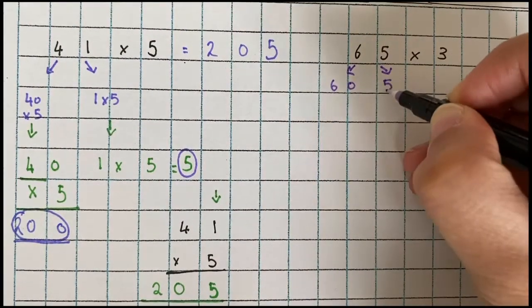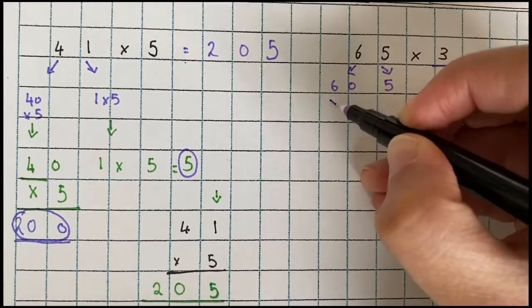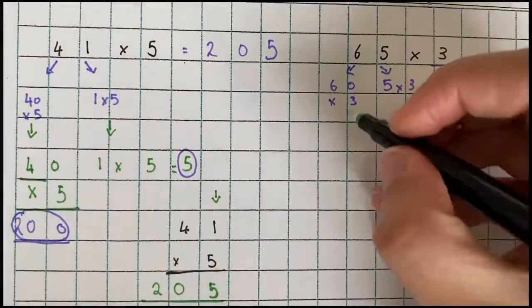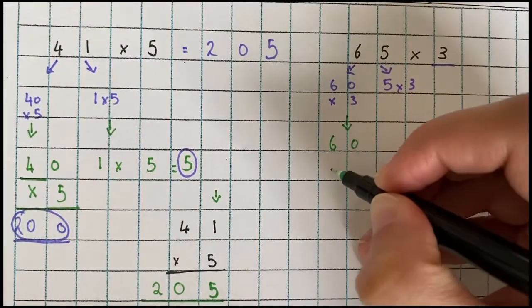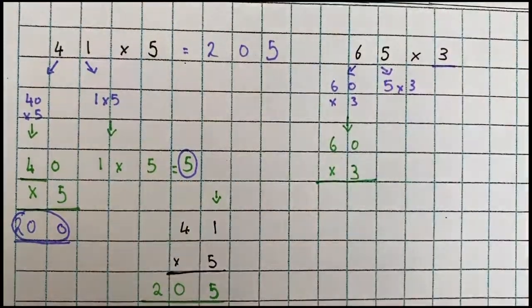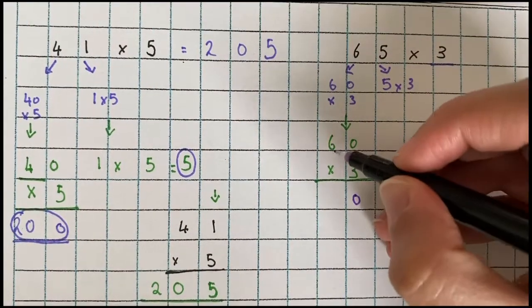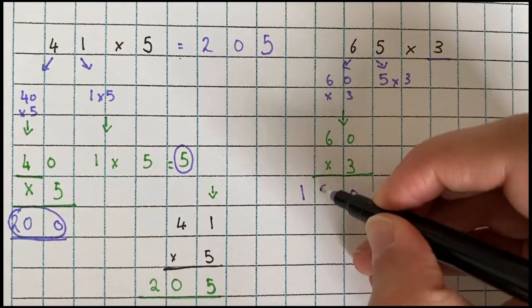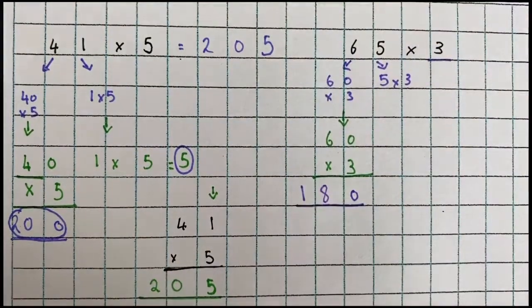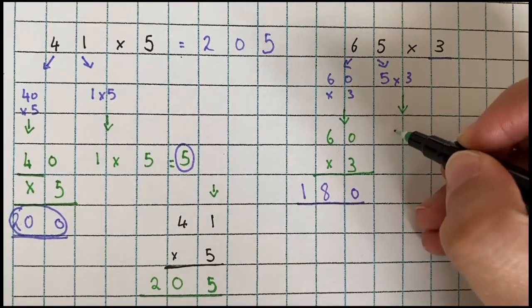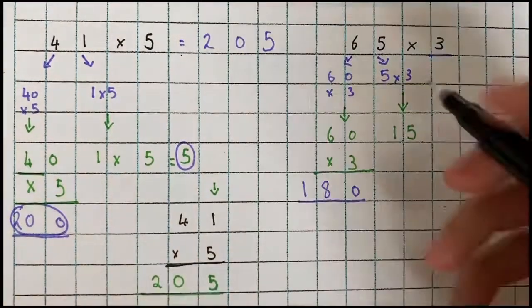65, if I partition it, I get 60 and 5. Then I multiply each of them by 3. So let's try doing 60 times 3 first. You can count in 60s if you can, using your multiples of 6, or you can use the written method. So 0 times 3 is 0, 6 times 3 is 18, so 60 times 3 is 180. What's 5 times 3? 5 times 3 is 15.